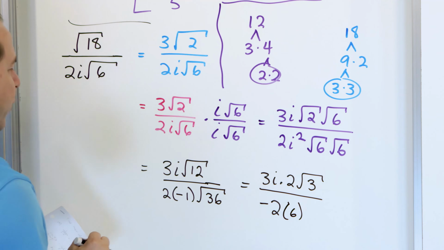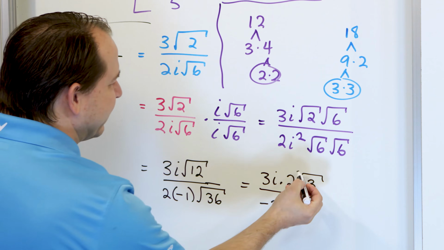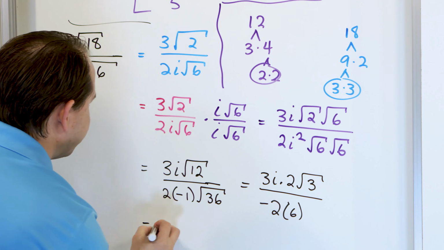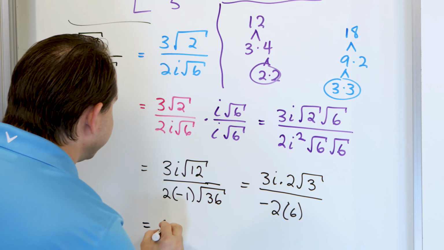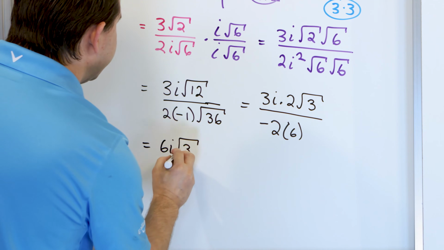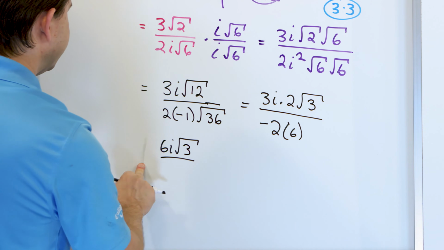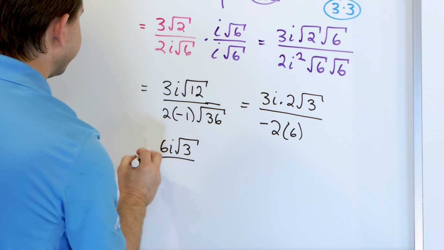And now I can finally write the whole thing. Right, now you can actually see the 2's are going to cancel, but let's just go ahead and multiply everything out to show. 3 times 2 is 6, so I'm going to have 6 times I square root of 3. On the bottom, actually what I want to do here is take this negative and float it out in front of the fraction.